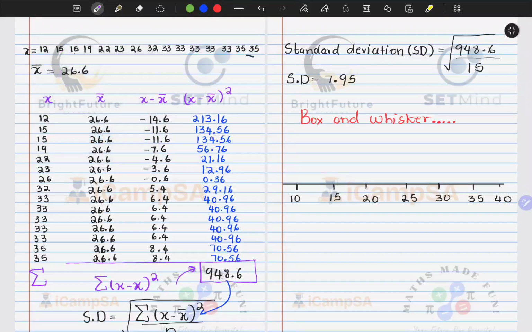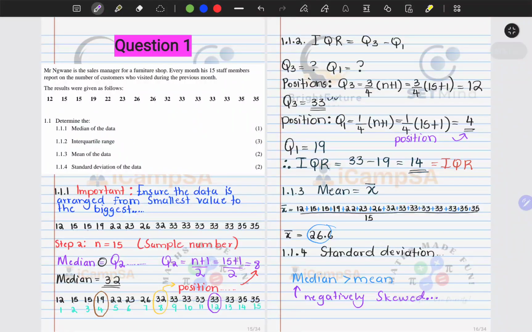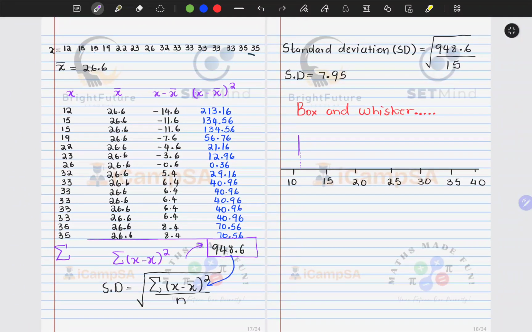And then remember that we need our minimum. So our minimum is at 12. So 12 is somewhere here. I'm going to draw that line to be like that because that's our minimum. And then you remember your Q1. So let's go and look at your Q1. Sorry, where's our Q1? Q1 is at 19. Okay. So that is just before 20. So we are going to have our Q1. Okay. So our box will start there.